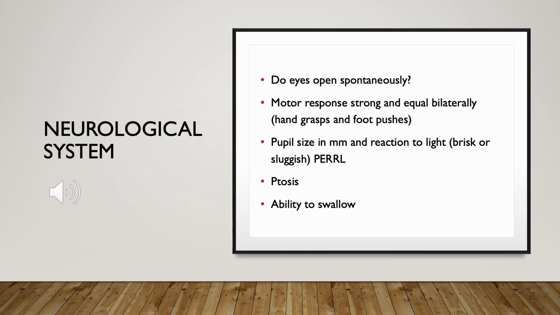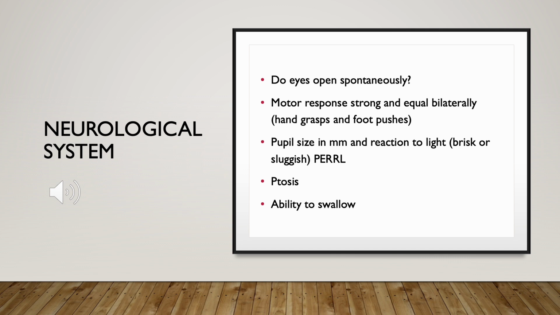All right, with the neurological system, you've already done the LOC in your general appearance. And then you want to know, like when you walk in the room, did the eyes open spontaneously? Are their motor responses strong and equal bilaterally? Are the hand grasps and foot pushes equal bilaterally? You want to note the pupil size in millimeters and the reaction to light. Is it brisk or sluggish? Are the pupils equal and reactive to light?